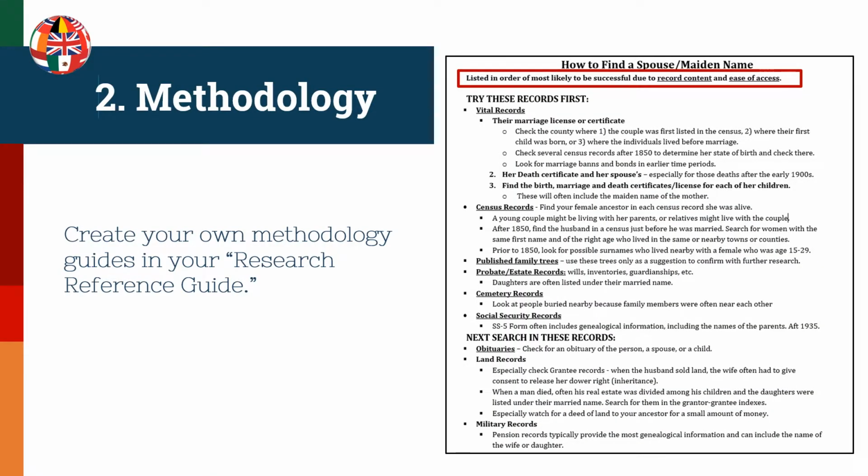One thing you can do to benefit you on the test as well as in your own future research is to create a methodology guide. For example, this one was created for how to find a spouse or a maiden name. And the record types are listed in order of those most likely to be successful. First of all, based on the record content, and second of all, for ease of access. For example, church records would have the maiden name listed, but accessing those records can sometimes be time consuming, so they're not very high up on the list.